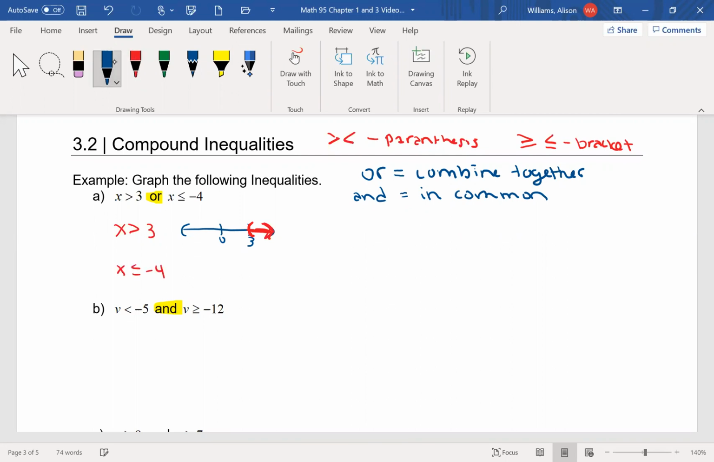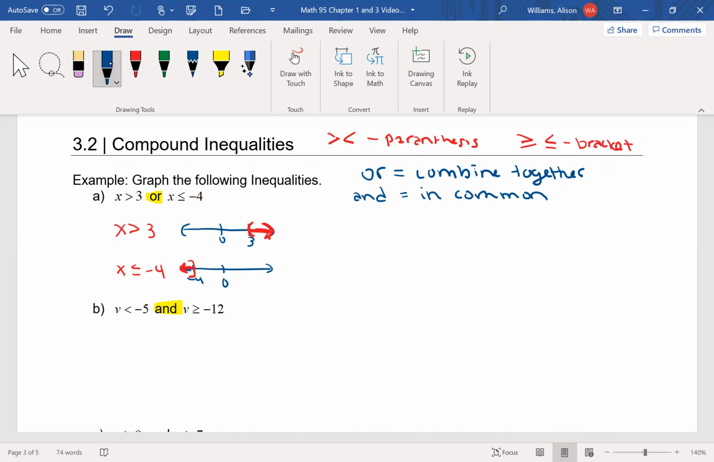So I'm going to draw that on a number line, just right below. Here I'll keep 0 in the same place. -4 is on the left now. And if it's less than or equal to -4, that means it's going to be a bracket, and it's going to shade to the left this time because we're talking about numbers that are smaller than -4.